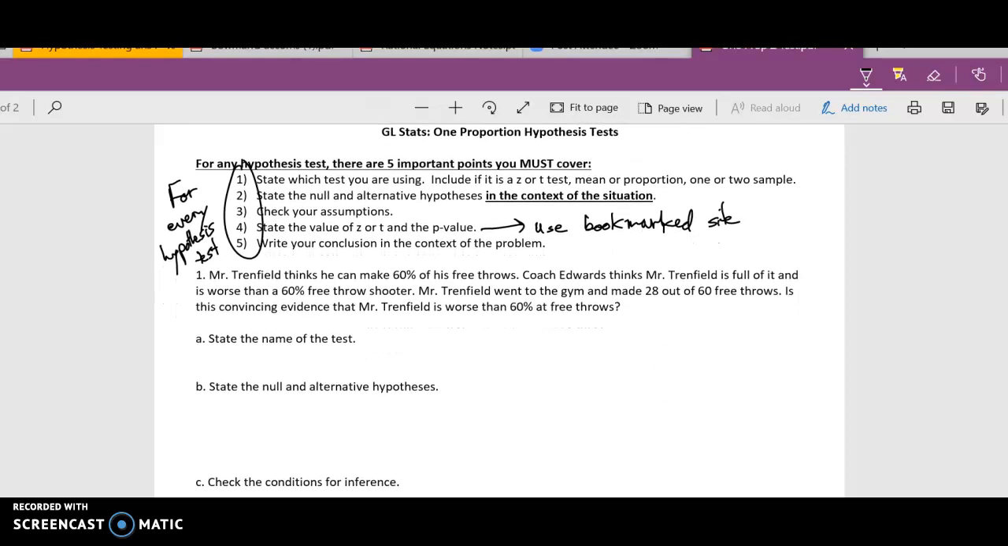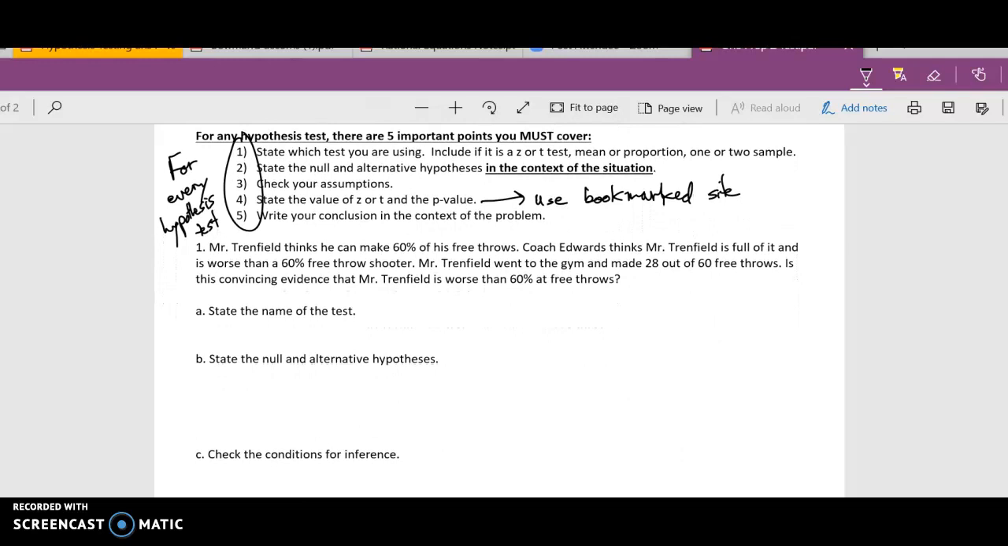So we're really just going to work one problem, and they're long. Let's read this problem real quick. Mr. Trinfield thinks that he can make 60% of his free throws. Coach Edwards thinks Mr. Trinfield is full of it and is worse than a 60% free throw shooter. Trinfield went to the gym and made 28 out of 60 free throws. Is this convincing evidence that Mr. Trinfield is worse than 60% at free throws?